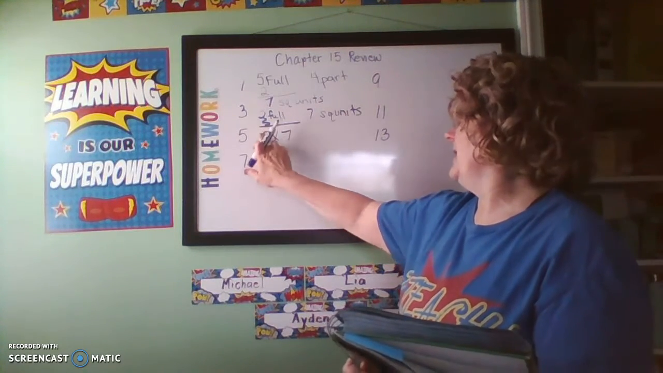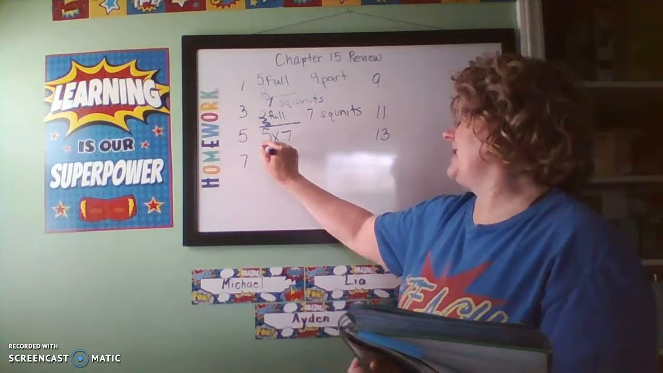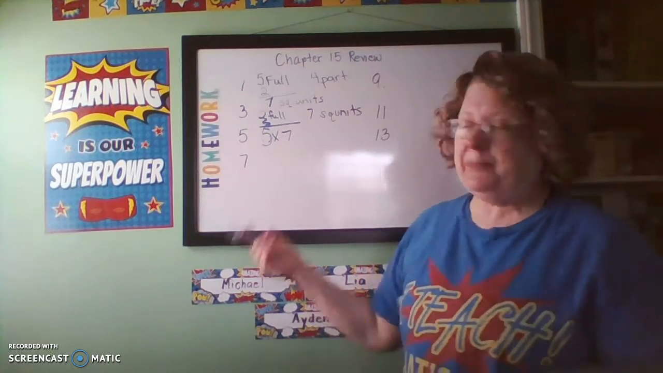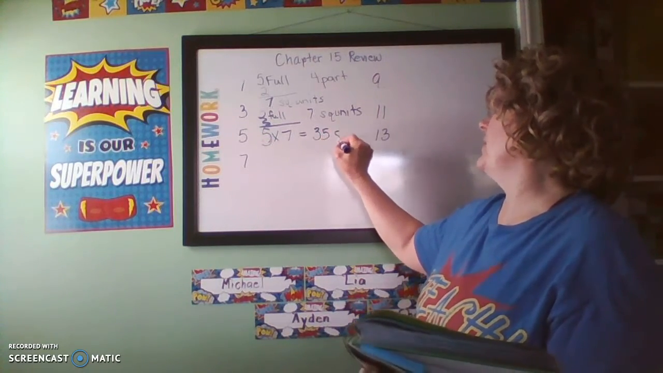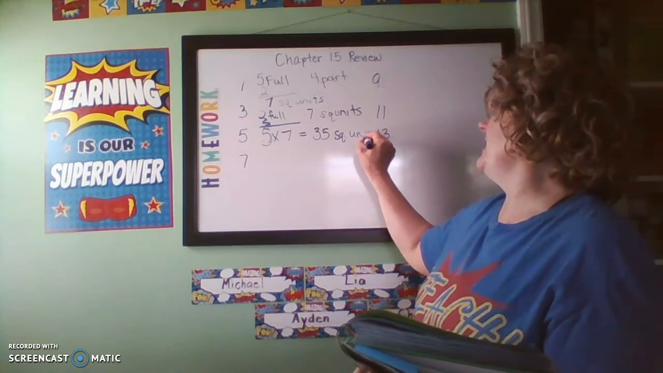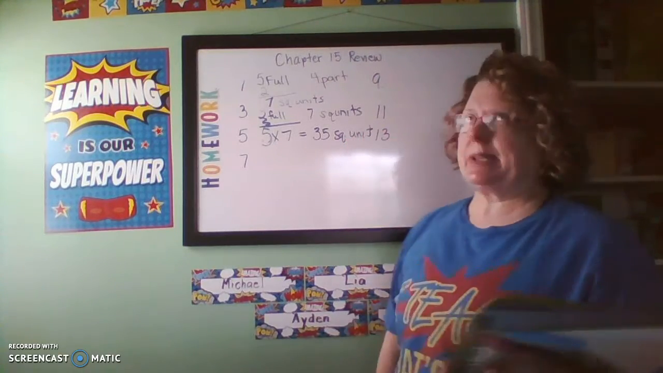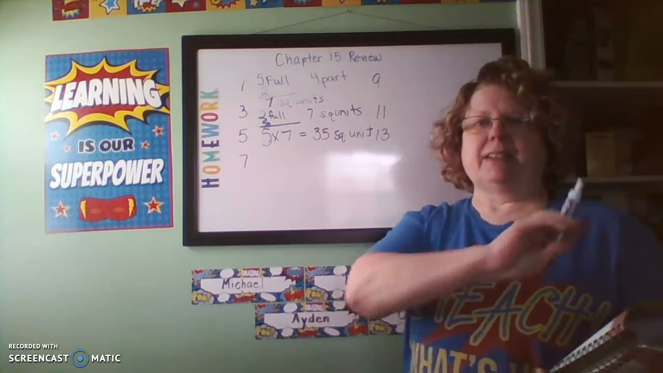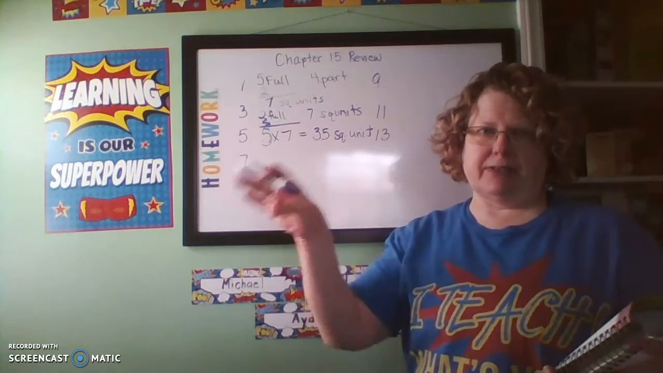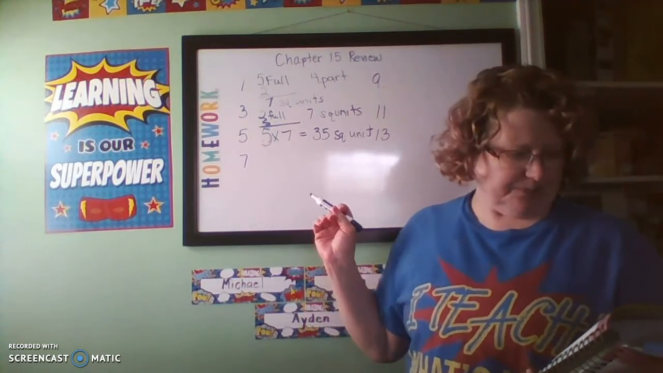I'm sorry, that's wrong. 5 times 7, see, I even make mistakes on the video. 5 times 7 is equal to 35 square units. So let me say that again since I messed up. It's cool. 5 on one side, 7 on the length. 7 times 5 is 35.